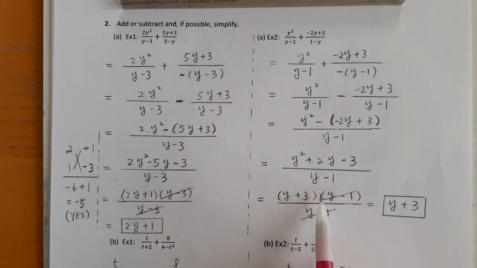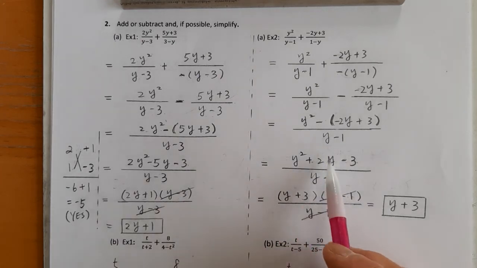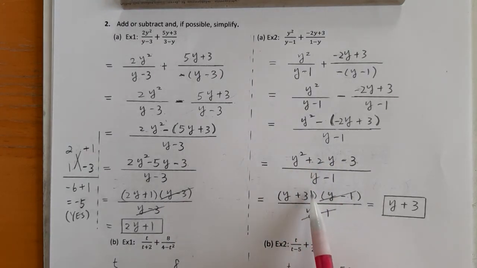And the inner term product is 3y. Add the outer term product, negative y. Combined is a positive 2y. Last term product, 3 times negative 1, is negative 3. Then we cancel the common factor with the denominator, and get y plus 3.